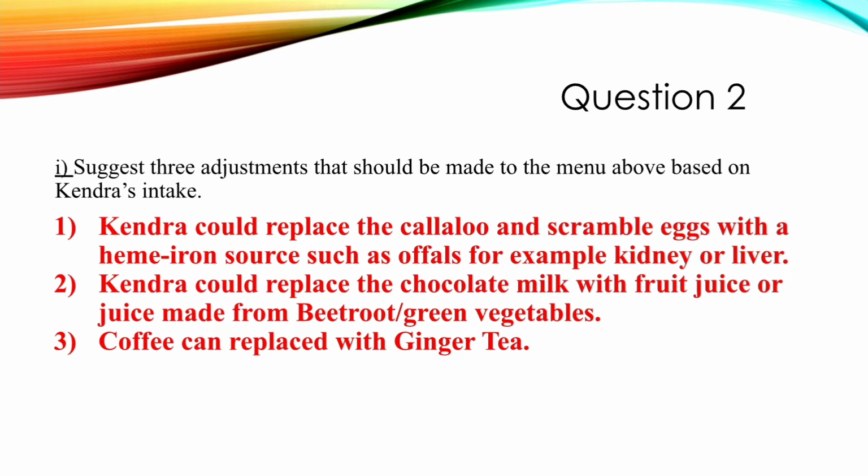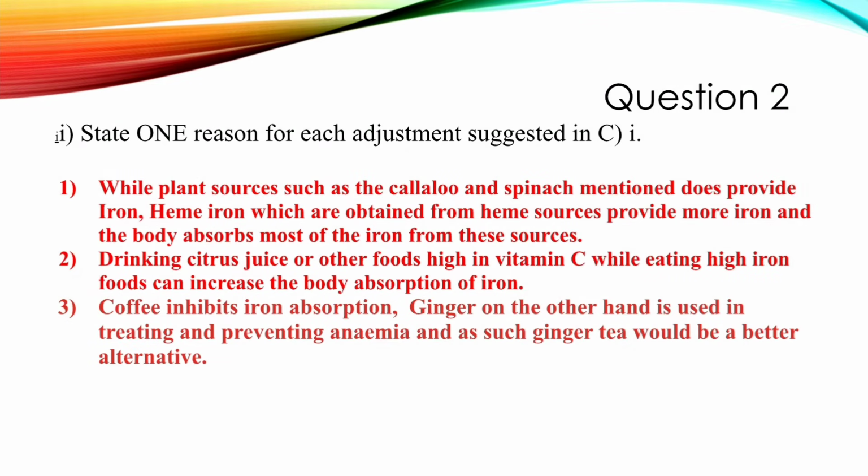So the first adjustment, Kendra could replace the callaloo and scrambled eggs with a heme iron source such as offals, for example, kidney or liver. Second adjustment, Kendra could replace the chocolate milk with fruit juice or juice made from beetroot or green vegetables. And then third, she could replace the coffee with ginger tea. Now, of course, CSEC wants reasoning for the answers we would have just provided.